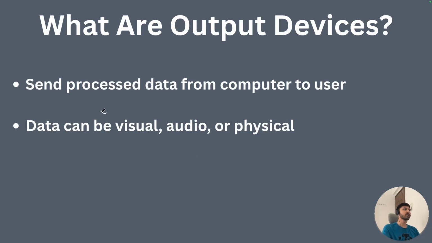An output device is any device which can send processed data from the computer to the user. The data can be of different types: visual, audio, or physical. Visual can be your movie or your monitor. Audio can be your songs, and physical can be like a printer. So this is the basic definition of output devices.